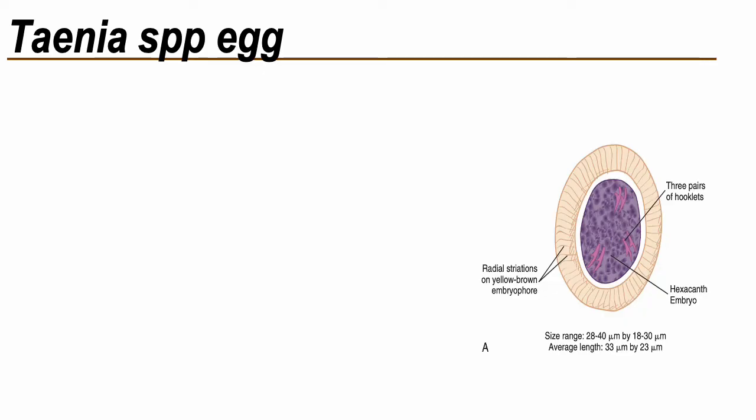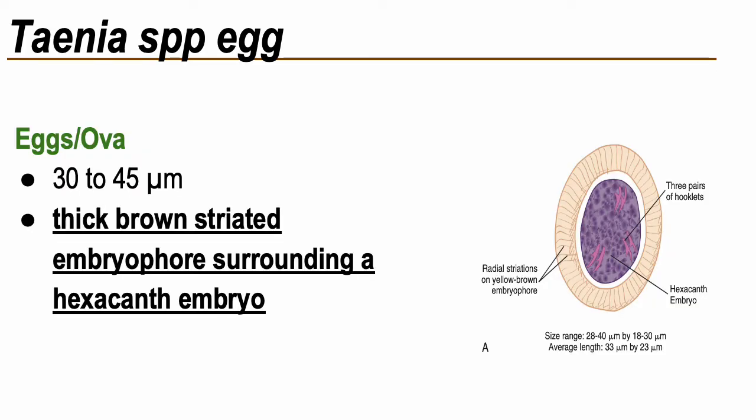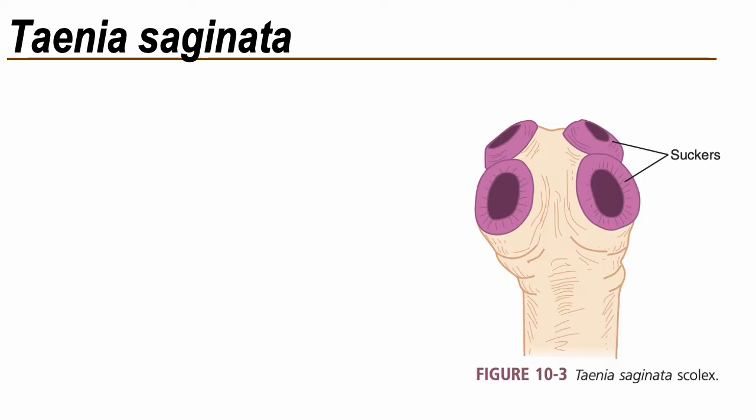So again, for Taenia species, they all have similar egg forms or ova forms. This contains a thick brown striated embryophore surrounding a hexacanth embryo. So this is indistinguishable from Taenia solium. In order for us to differentiate the two Taenia species, we can use the adult forms of this parasite. So this is where we can differentiate their scolex.